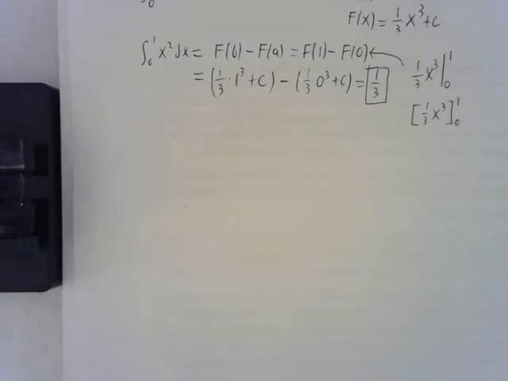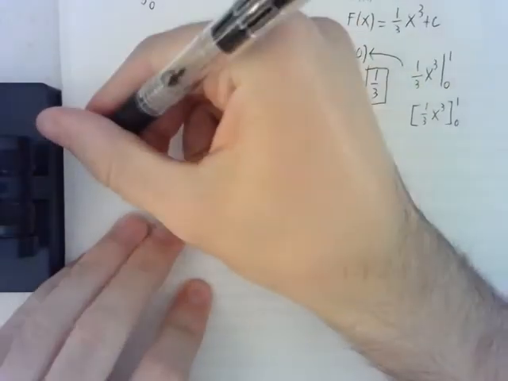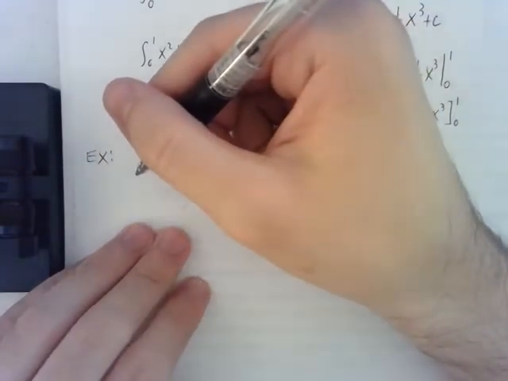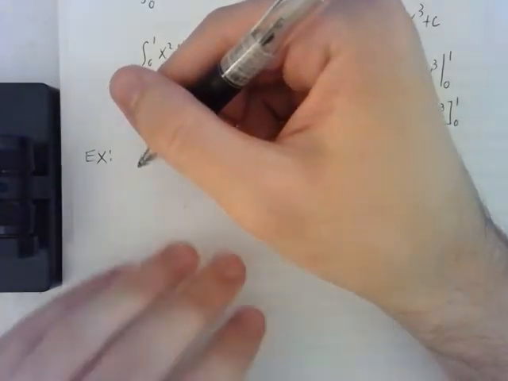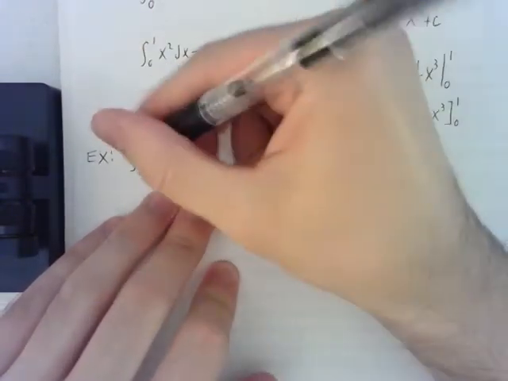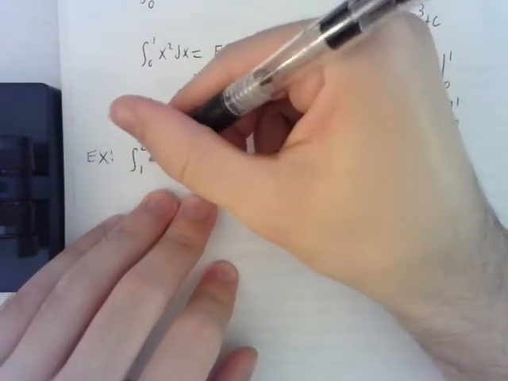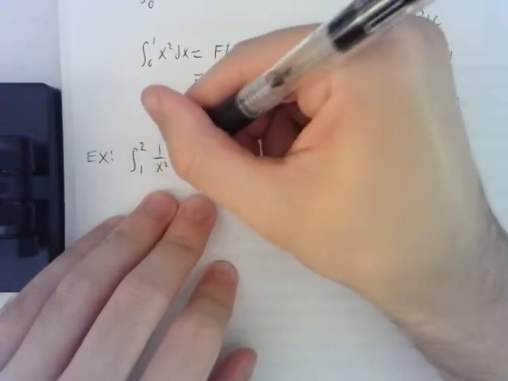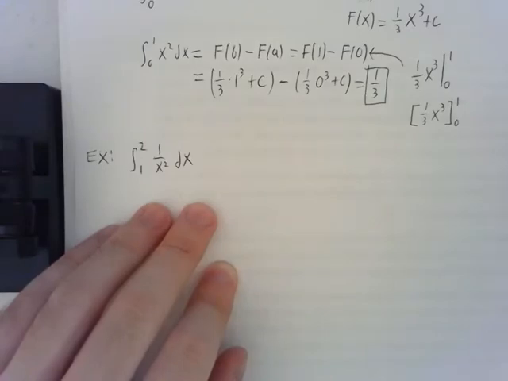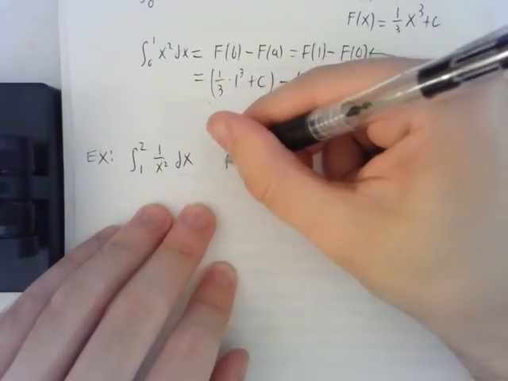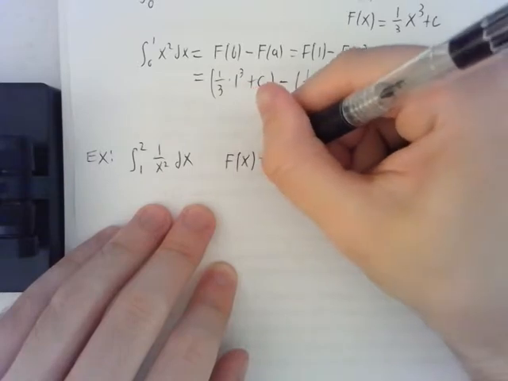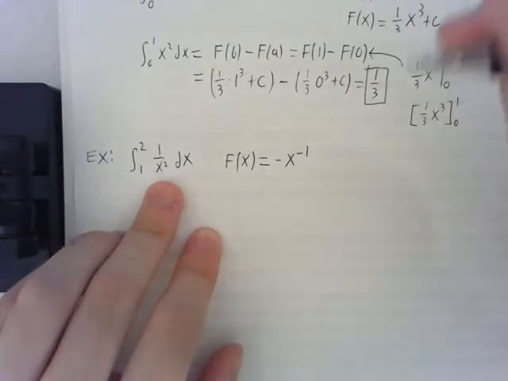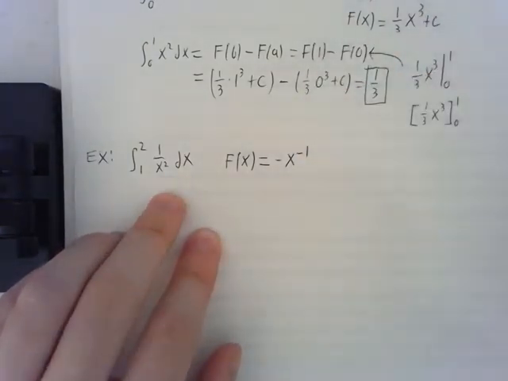Okay, so let's look at another example. Let's suppose that we want to find the integral from 1 to 2 of, let's say, 1 over x squared dx. So in this case, our antiderivative of this function is going to be equal to negative x to the negative 1. And as we discussed in the previous one, it doesn't matter if we ignore the plus c.